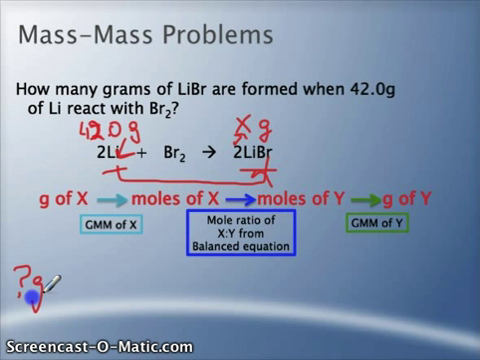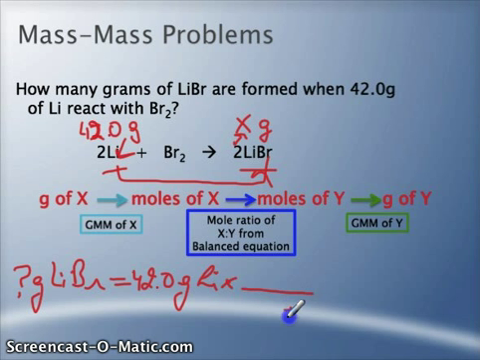So the question is, how many grams of LiBr are formed if you're starting with 42.0 grams of lithium? The only connection you have between lithium and LiBr is the mole ratio from the balanced chemical equation. So the first thing you have to do is convert grams of lithium to moles of lithium. So divide by the GMM, grams of lithium, moles of lithium. This is just the GMM. 1 mole of lithium has a mass of 6.9 grams. Now your connection, oh wait, this cancels.